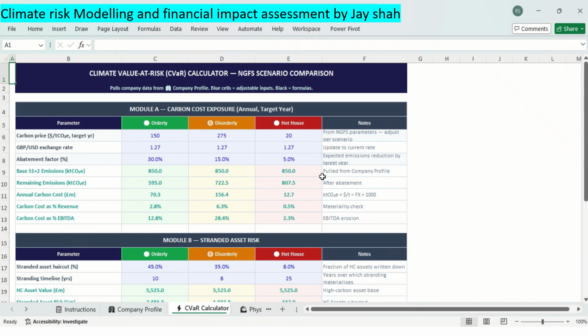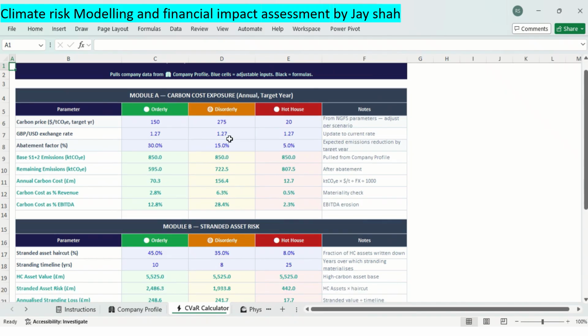Module A is basically carbon cost exposure, which calculates the annual direct cost of carbon pricing on scope 1 plus 2 emissions under each NGFS scenario. So this carbon cost exposure is related to the scope 1 plus 2 emissions under the scenarios.